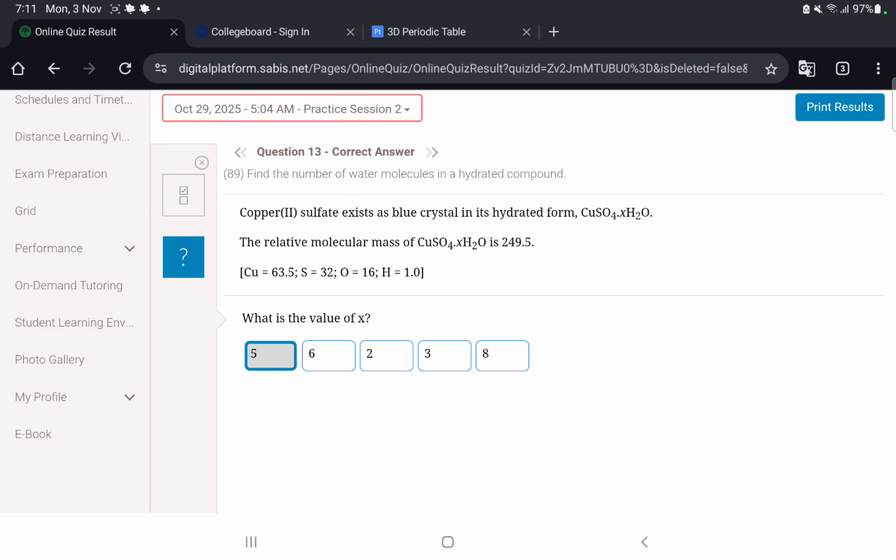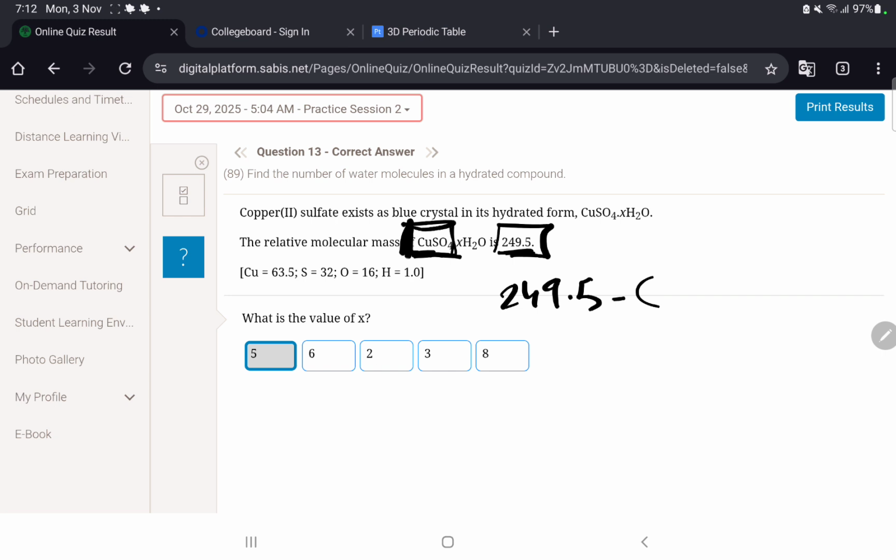For number 13, we have copper 2 sulfate, which exists as blue crystals in its hydrate. This one is easy. All they're asking for is X here. So what I do is take this number and subtract it from the molar mass of this, so I can get rid of it. So we have 249.5 minus 63.5.